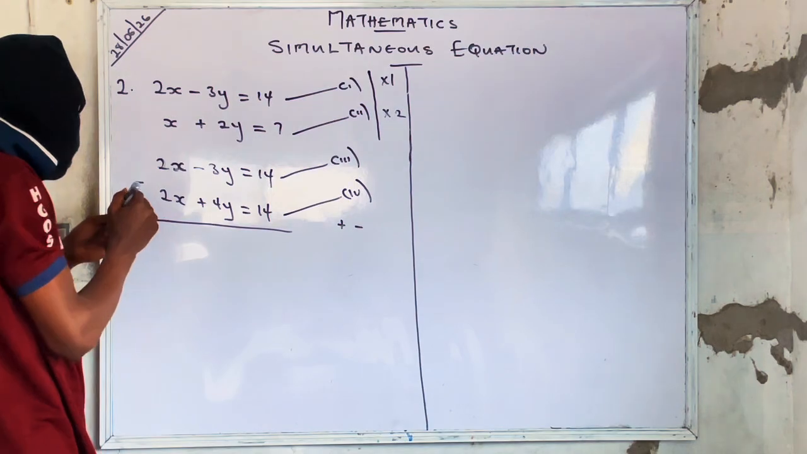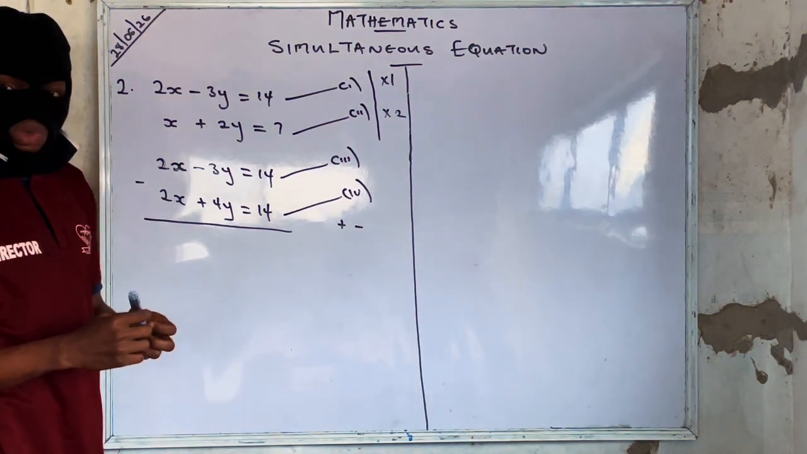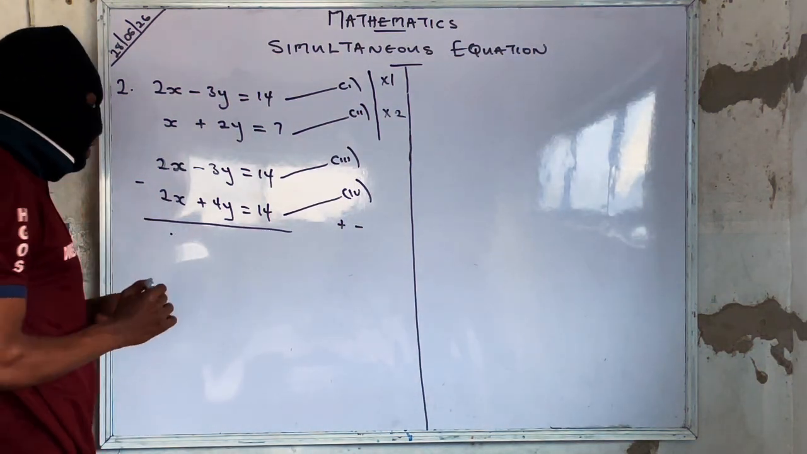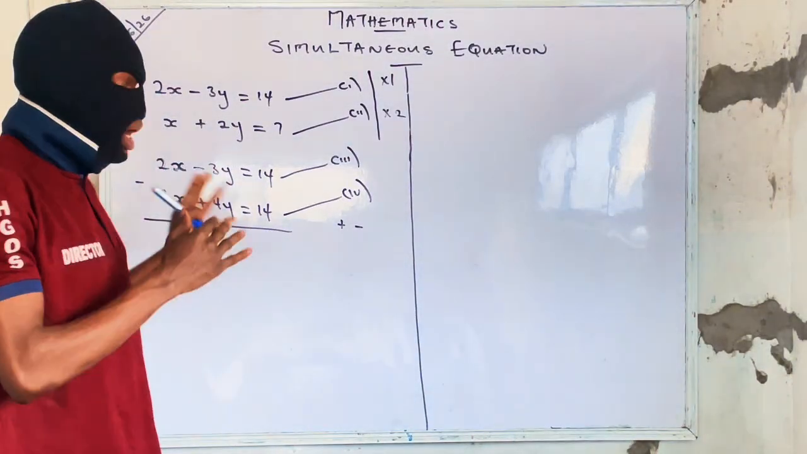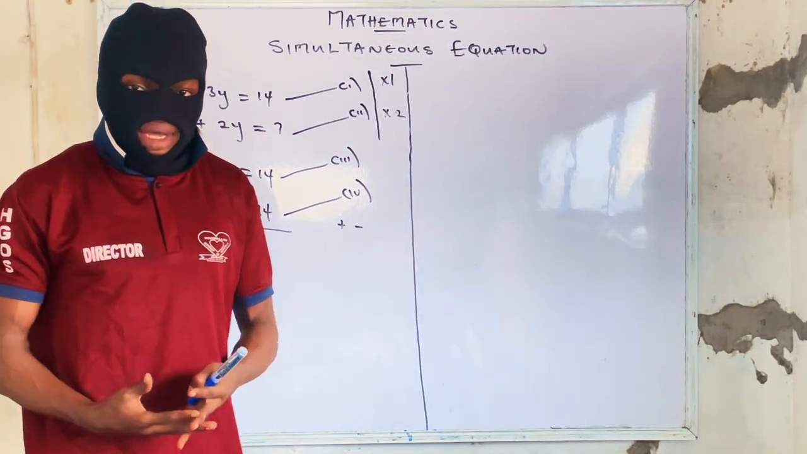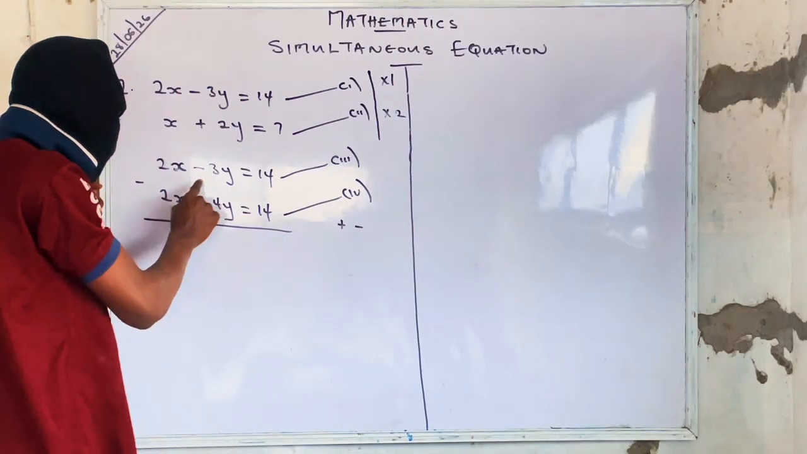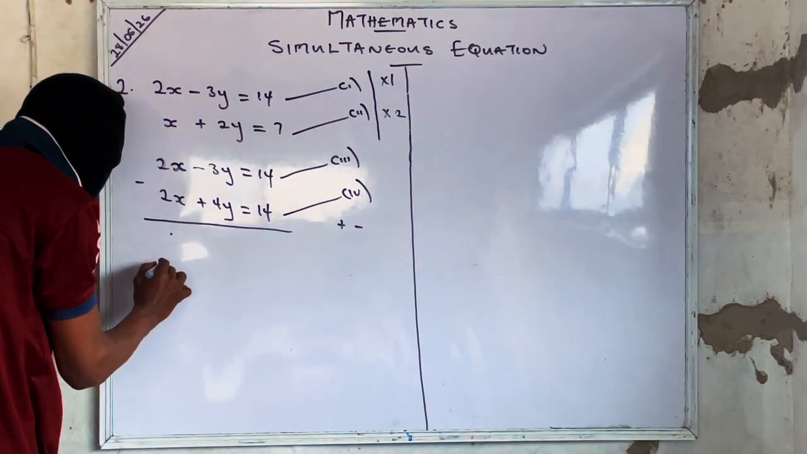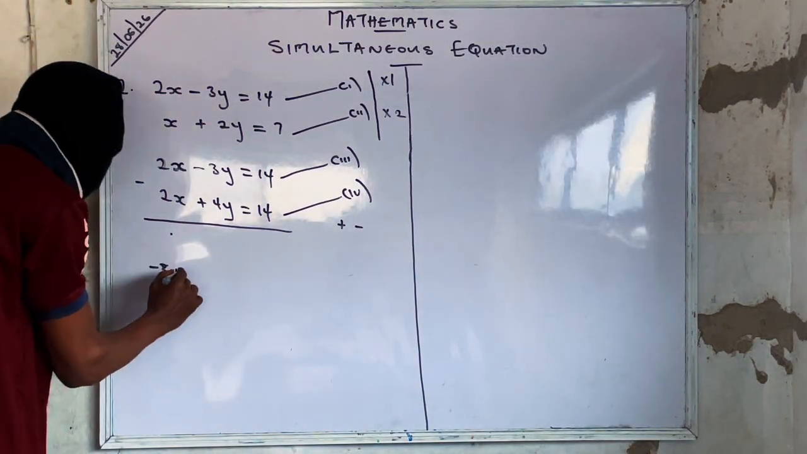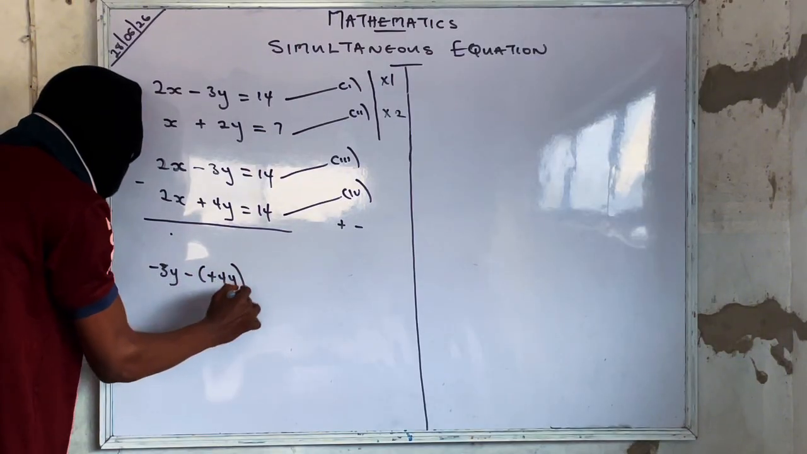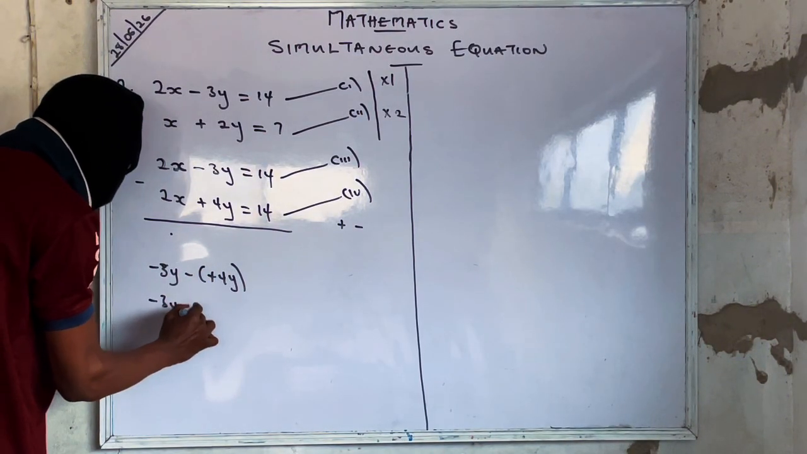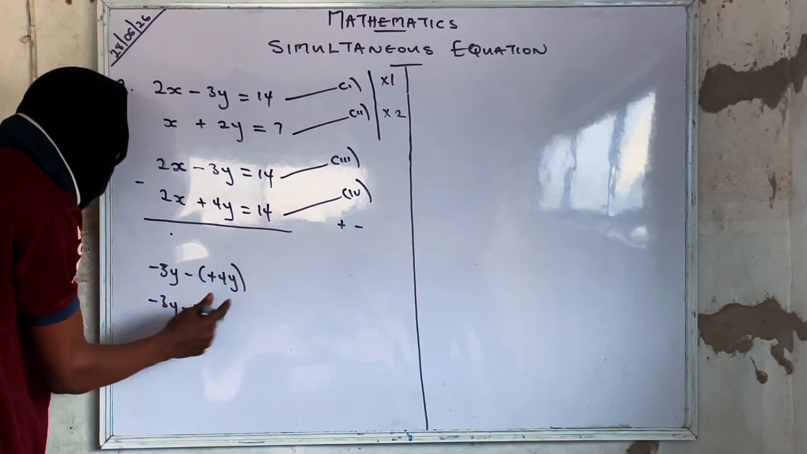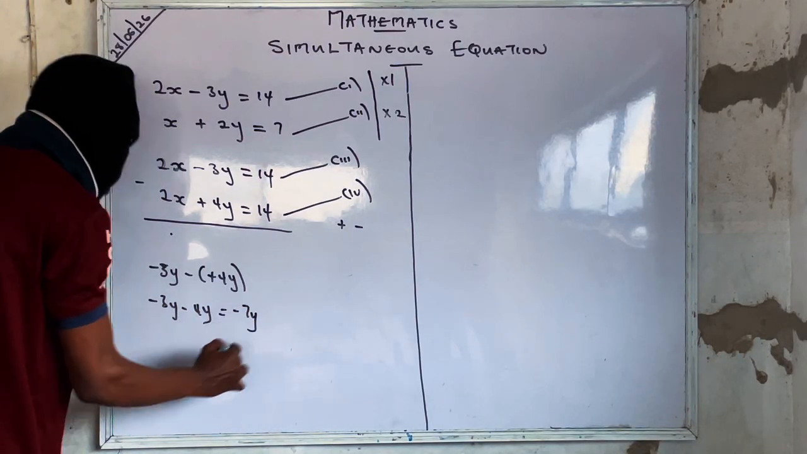Minus. Now 2x minus 2x will give us 0. Now you can see that this sign is the perfect sign for us to use, for us to be able to eliminate x to get the value of y. Now you have minus 3y minus into bracket plus 4y. Now minus 3y, minus times plus will give us minus 4y. Then minus 3y minus 4y will give us minus 7y.